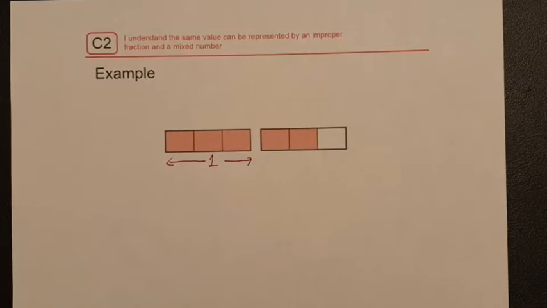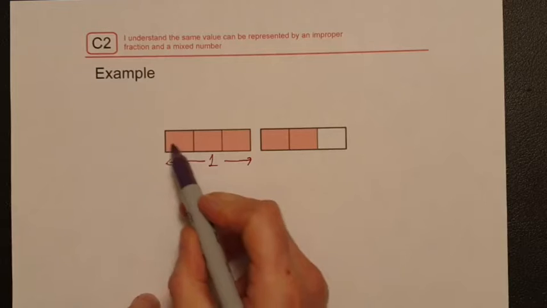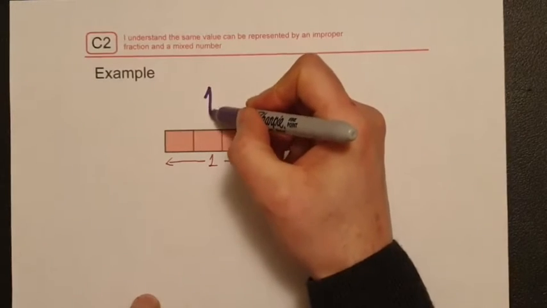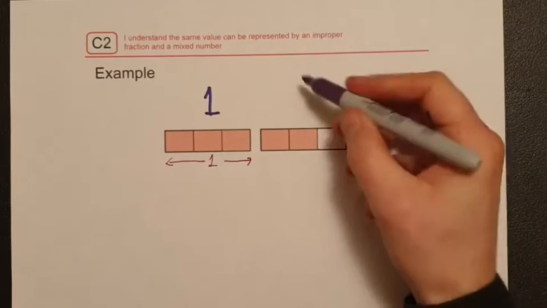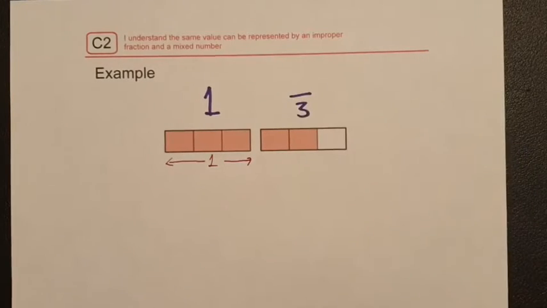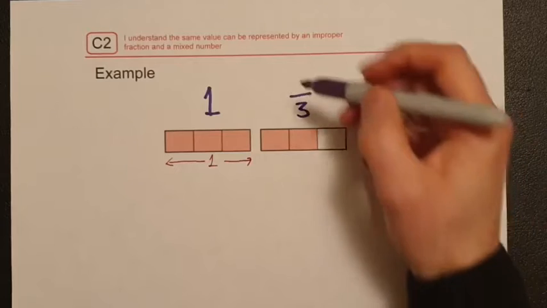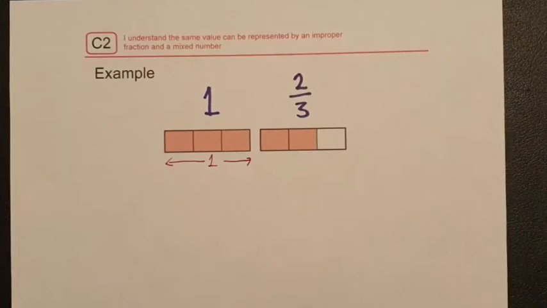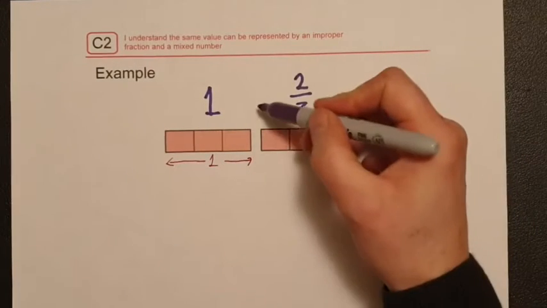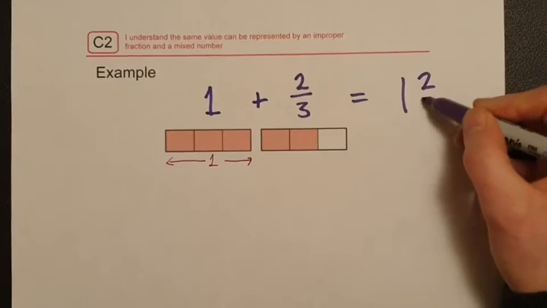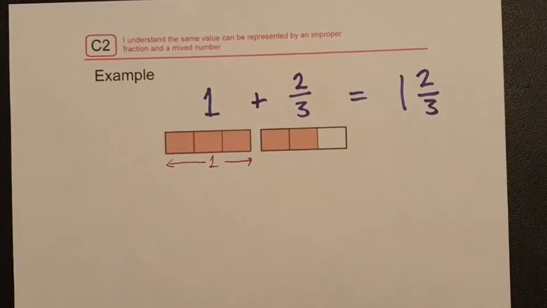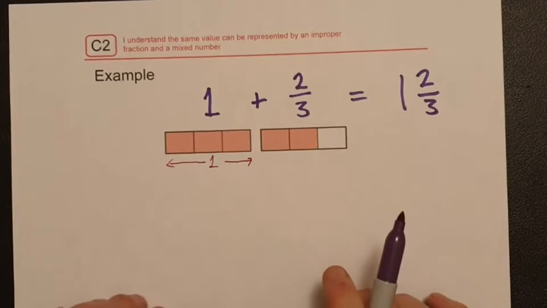So in this picture, there are two interpretations. One is as a mixed number. This bar is worth 1. And this bar is cut into 3 parts. So we have a denominator of 3 and 2 are shaded. So that's 2/3 of a bar is shaded. 1 and 2/3 is 1 and 2/3. And that's the mixed number interpretation.